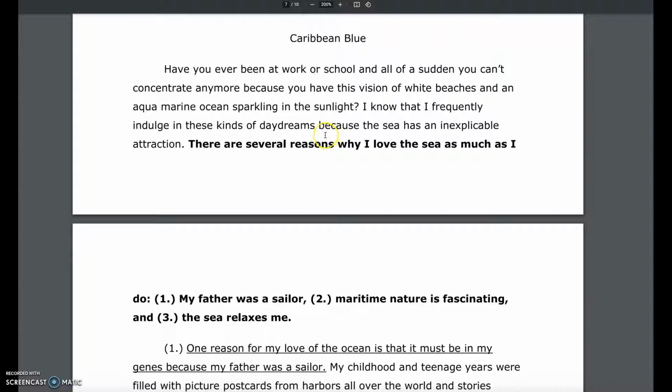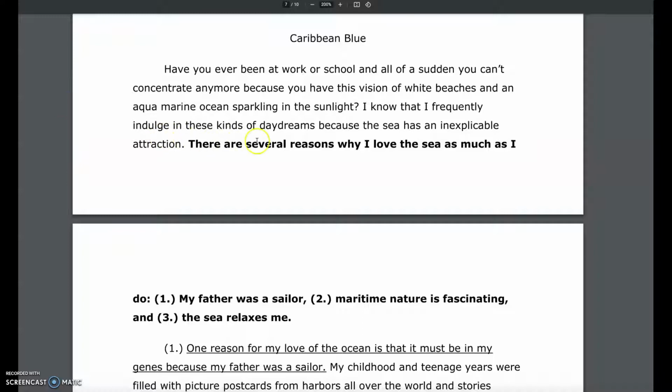Caribbean Blue. Have you ever been at work or school and all of a sudden you can't concentrate anymore because you have this vision of white beaches and an aquamarine ocean sparkling in the sunlight? I know that I frequently indulge in these kinds of daydreams because the sea has an inexplicable attraction. There are several reasons why I love the sea as much as I do. My father was a sailor, maritime nature is fascinating, and the sea relaxes me.